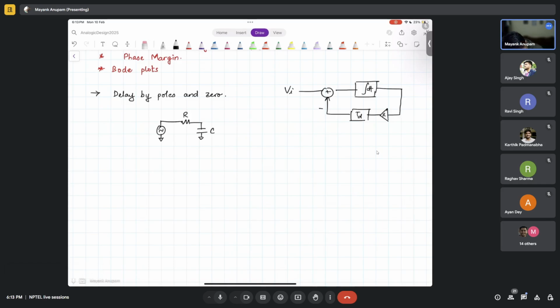Then this is what we had. Yeah, if you remember, this is what we had, right? And we did our analysis with ideal delay, correct? And then we saw that ideal delay actually is not a good thing because delay in a feedback loop creates a problem.